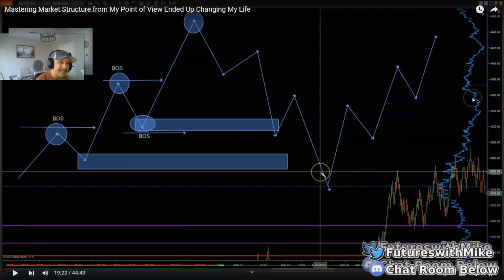Below an area, I talk about buying the lows, selling the highs. That means we're buying at an area of discount, selling at an area of premium.